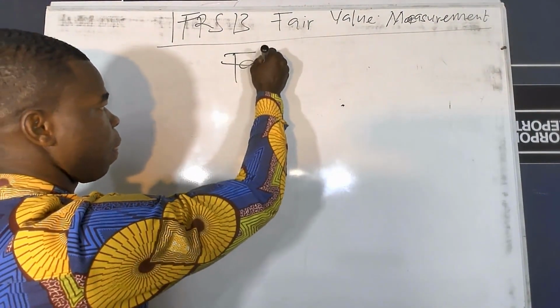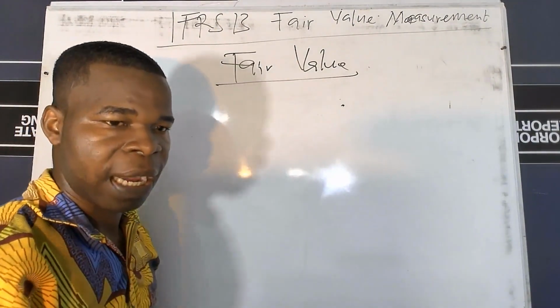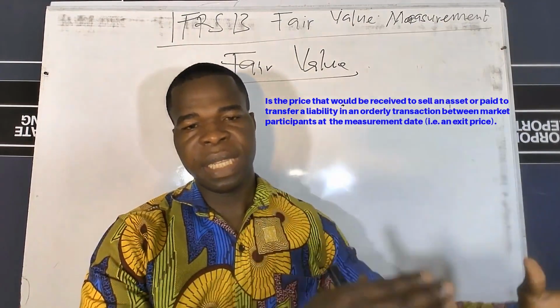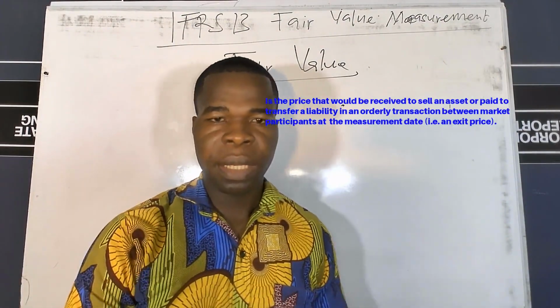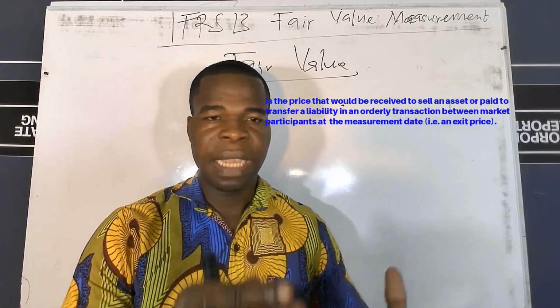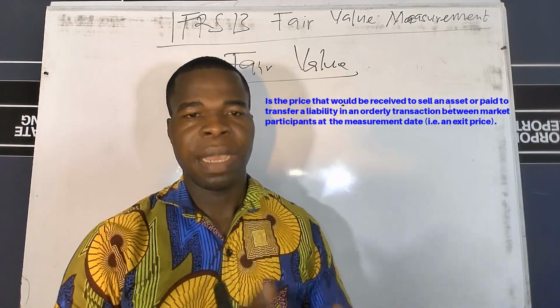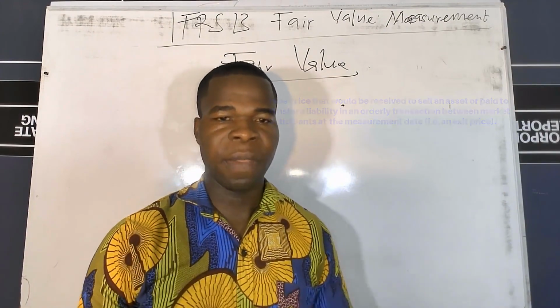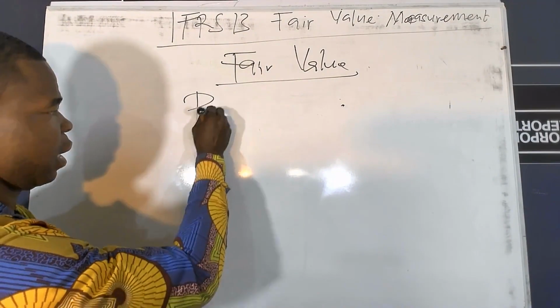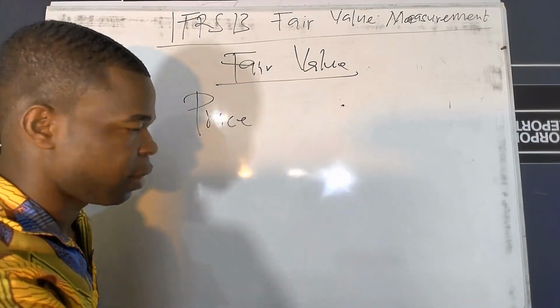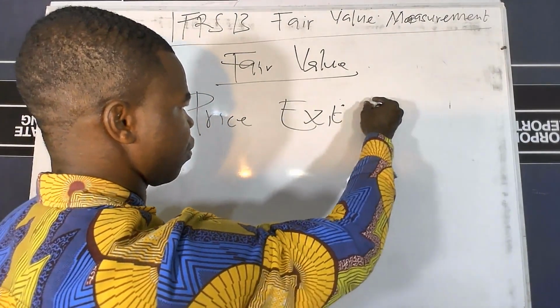When we say fair value, according to the standard IFRS 13, we are saying that it is the price that would be received to sell an asset or paid to transfer a liability in an orderly transaction between market participants at the measurement date. So let's take the items in the definition one by one and look at what they mean. The first one is the price, and the price we are talking about here is the exit price.